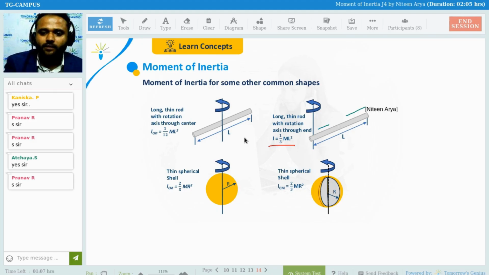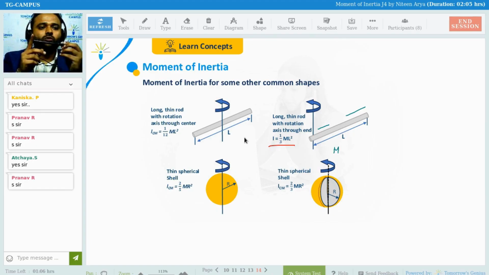Take a long thin rod of length L and mass M. If I want to find the moment of inertia about any particular end, this is the moment of inertia of a long thin rod with the rotation axis through an end. Through an end means any particular end. Clear? If I attach my rod of length L, and my finger is the axis of rotation, and this pen is the rod of length L.